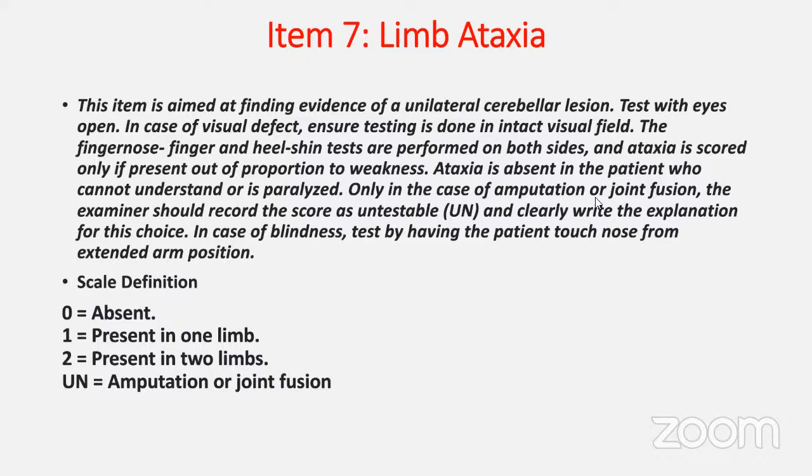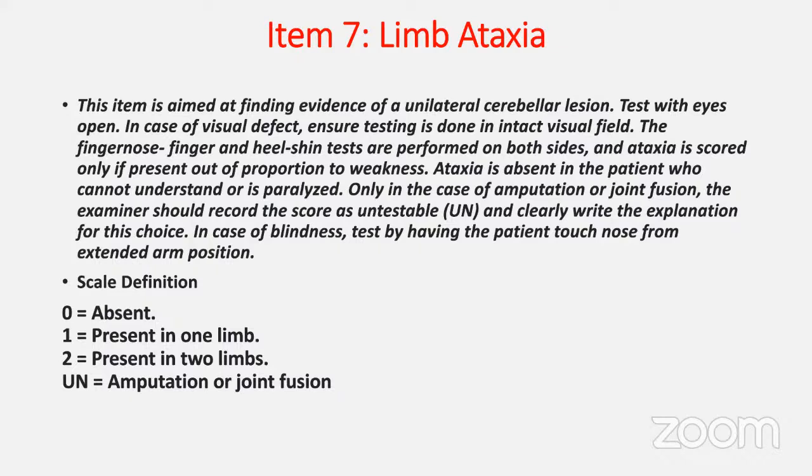Item number 7, I think, limb ataxia. This item is aimed at finding evidence of a unilateral cerebellar lesion. Test with eyes open. In case of visual defect, make sure testing is done in the intact visual field. The finger-nose-finger and heel-shin tests are performed on both sides.